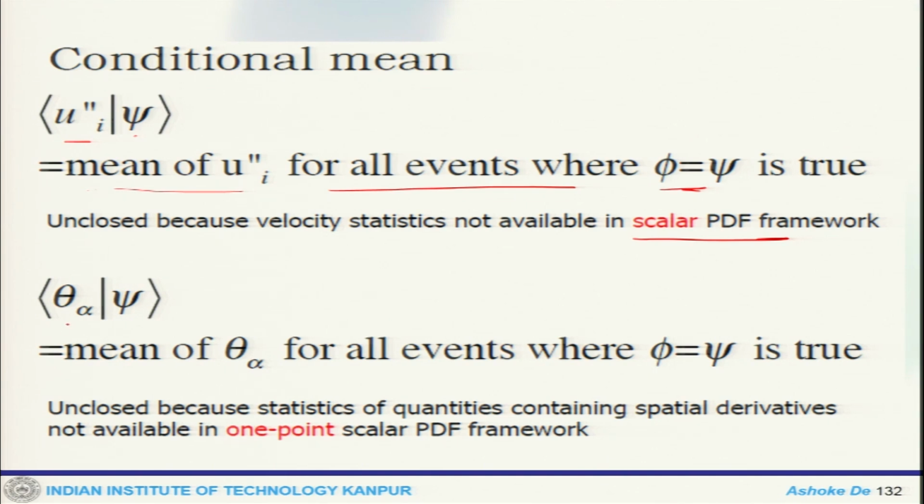Now, the other term, theta alpha conditioned on psi, which is the mean of theta alpha for all events where theta psi is true. This is also unclosed because statistics of quantities which contain the spatial derivative are not available in the one point scalar PDF framework. So, since some information is not available, this term requires closure.